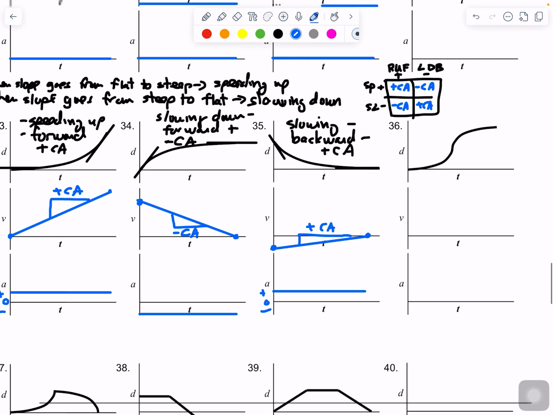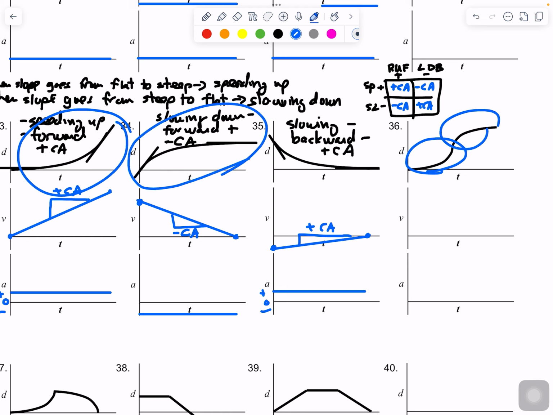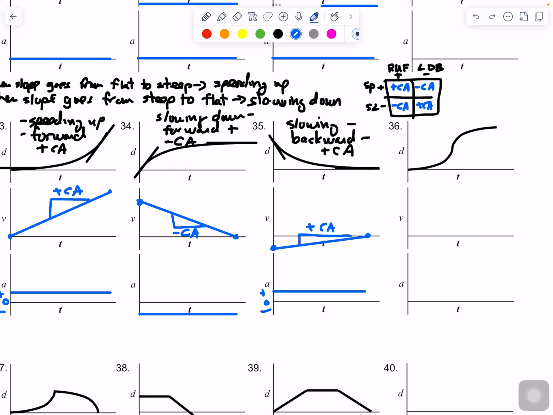Now, 36, if you notice, is the same as this and this combined. So if you put that together, you get what? At this point here, I'll make a mark to represent time t as the change. I'm going to have this just like that. And this part is going to look like that. Acceleration-wise, this is positive constant acceleration. This is negative constant acceleration. So it might look like this.